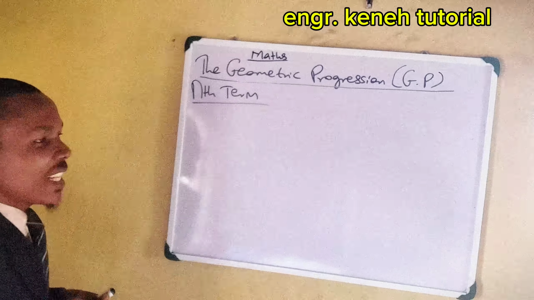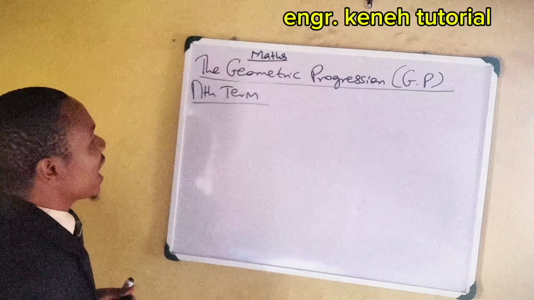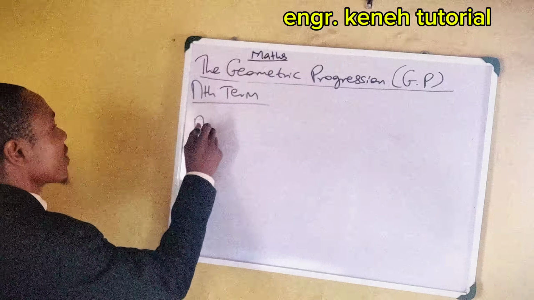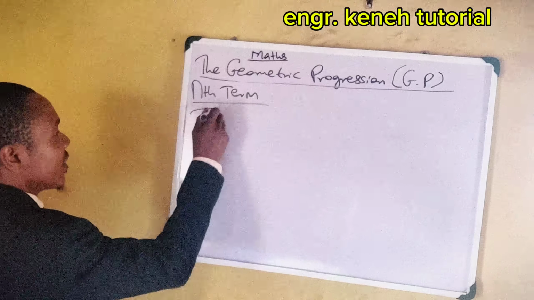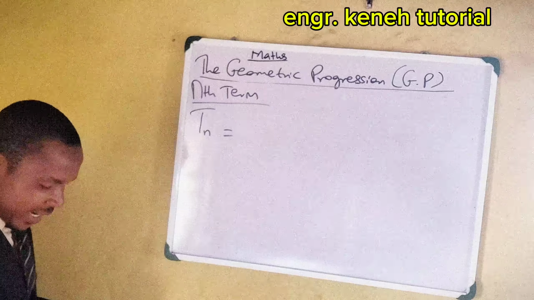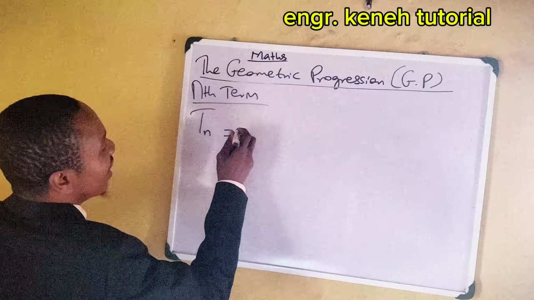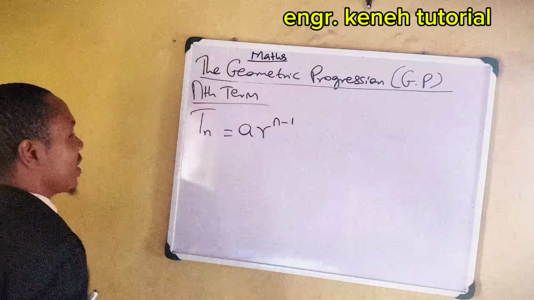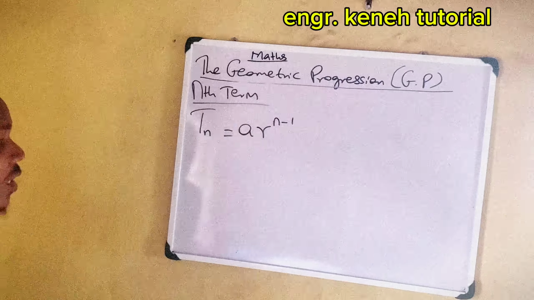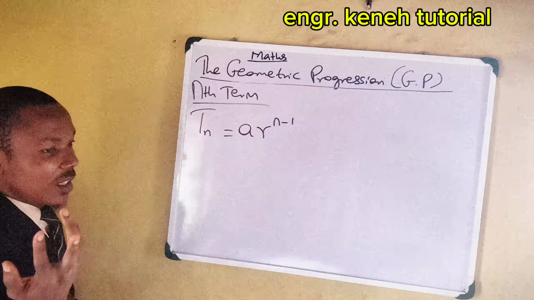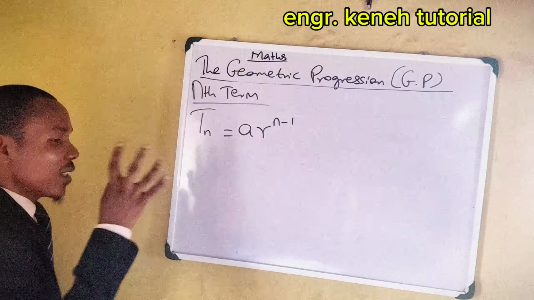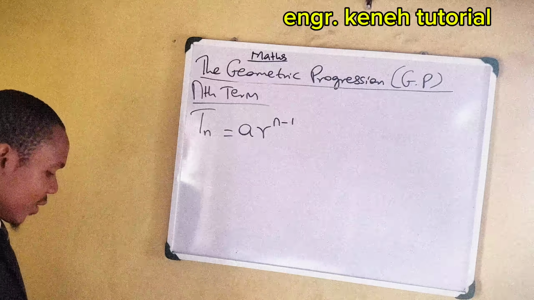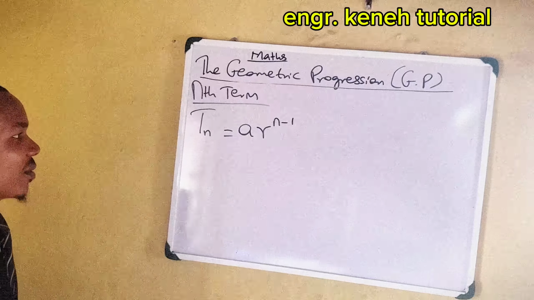All right, the nth term of a GP can be calculated using the formula. We have the nth term, you call it Tn. We have A, we have R, we have n, we have minus 1. So this Tn, if you are talking about the first term, it should be T1. If it's the 10th term, T10, 8th term, T8, and so on and so forth. That is how it is done.